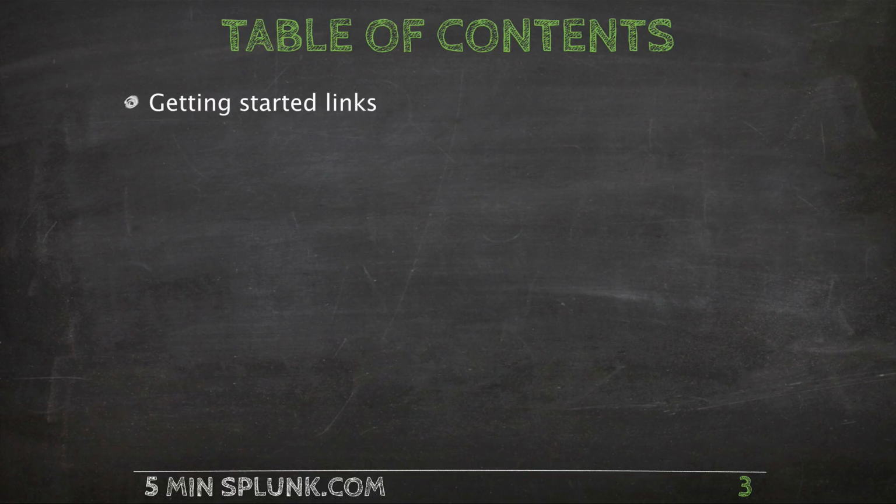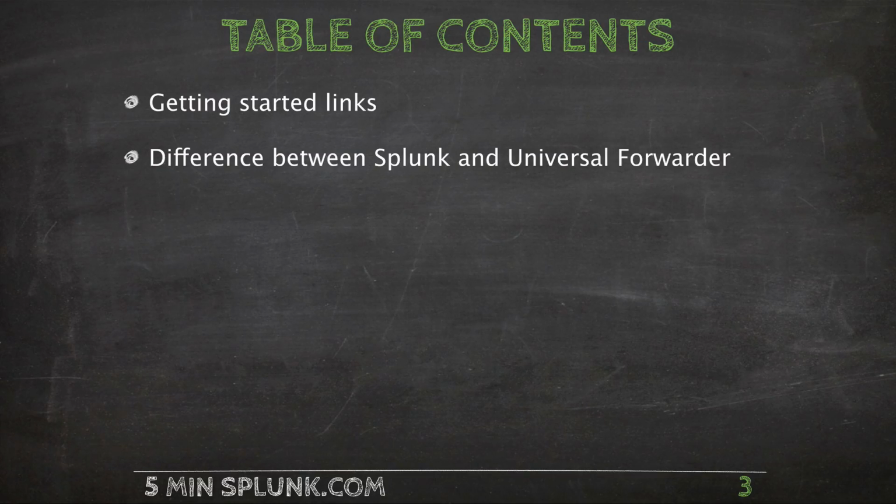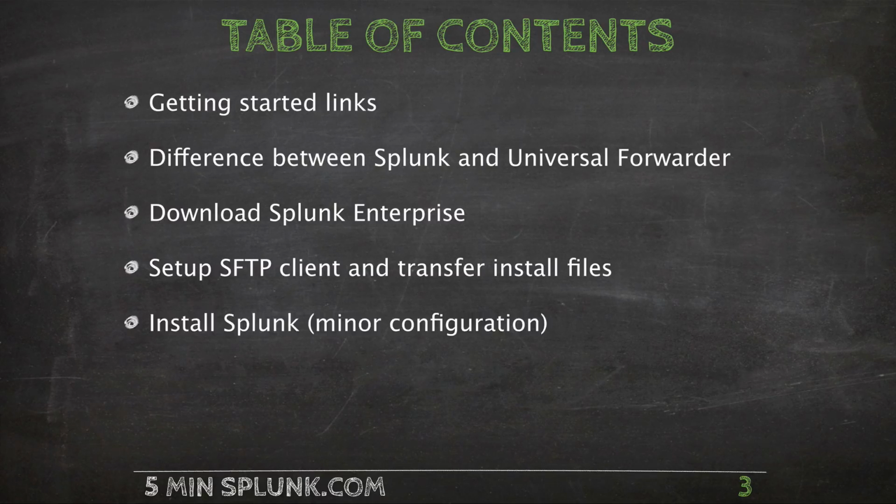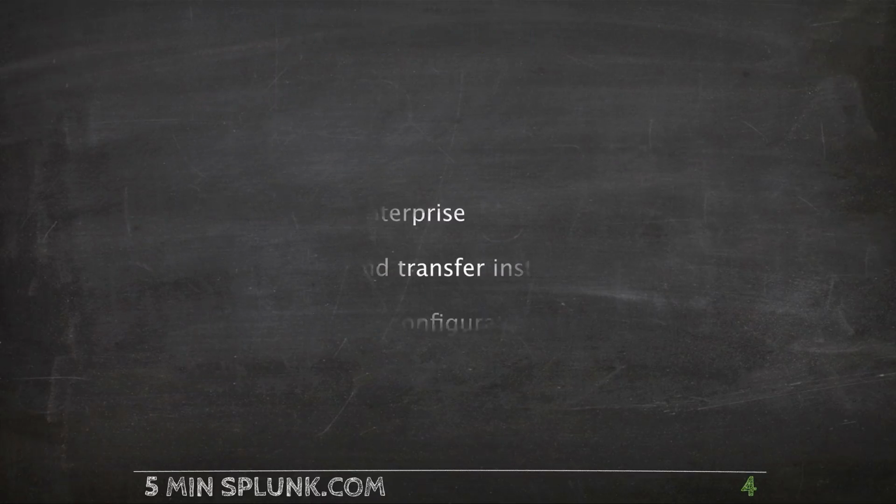All right, so what's on the menu? As always, we'll begin with some getting started links. We'll have a talk about the difference between Splunk and a universal forwarder. We'll go out to the website, download Splunk, and then we're going to set up an SFTP client and transfer the install files to our virtual machine. At which point, we'll get Splunk up and running and make a couple very small minor configuration changes. We'll wrap up with some contact info and related videos.